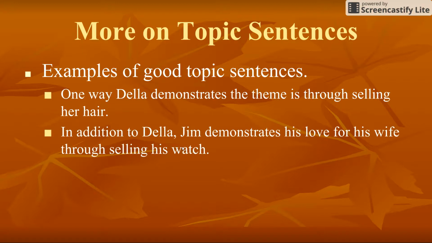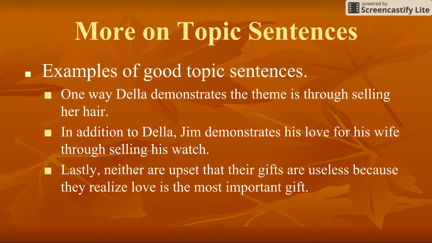In addition to Della, Jim demonstrates his love for his wife through selling his watch. Again, we don't get a lot of detail here, but we know we're going to talk about Jim and his demonstration of this theme. Lastly, neither are upset that their gifts are useless because they realize love is the most important gift. So again, we're driving home that main point of the theme here, and we're going to talk about how both of them demonstrate this theme at the end of the story.